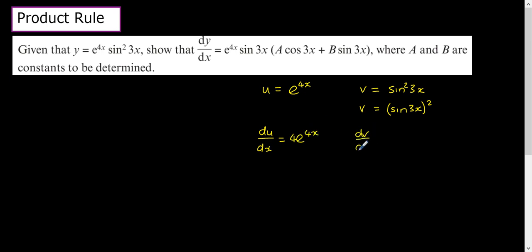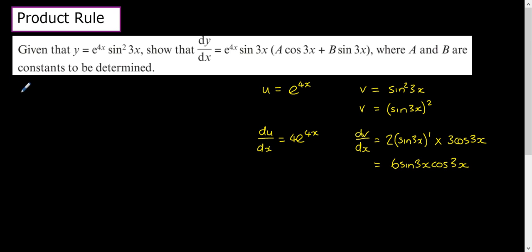And dv by dx, we will need to use the chain rule. So we'll bring the 2 down in front of the function. So we'll end up with 2 multiplied by sine 3x to the power of 1. Then we have to differentiate what's in the bracket, and we get 3 cos 3x. Remember doing the chain rule: that 2 has to come down in front, drop the power by 1, differentiate the bracket, multiply the two things together. So we end up with 6 sine 3x cos 3x.